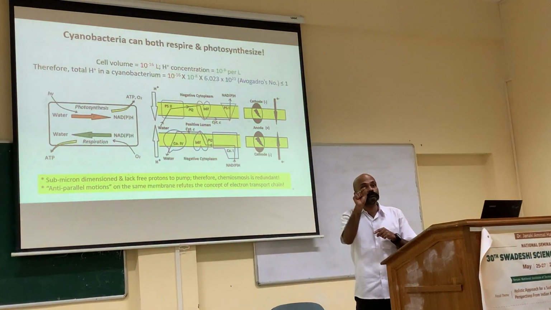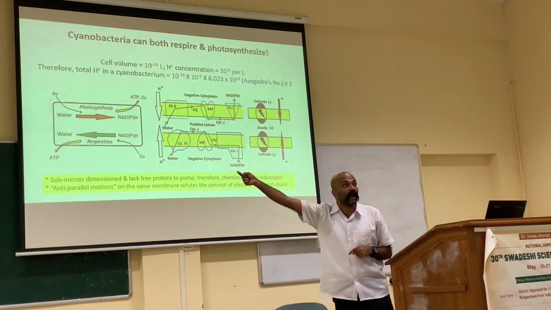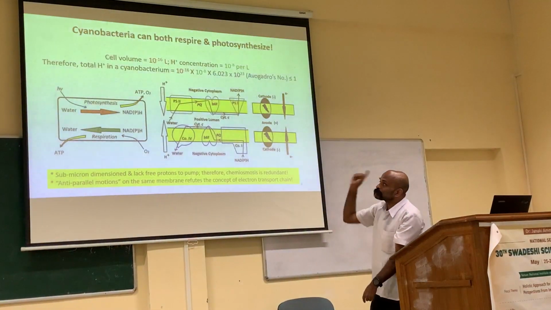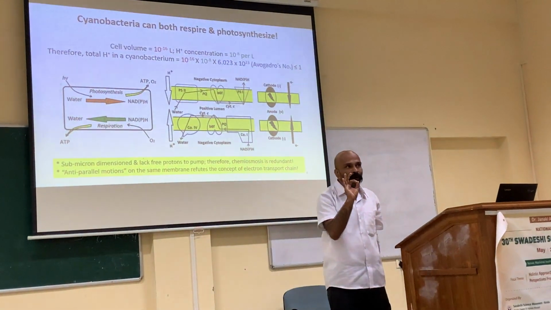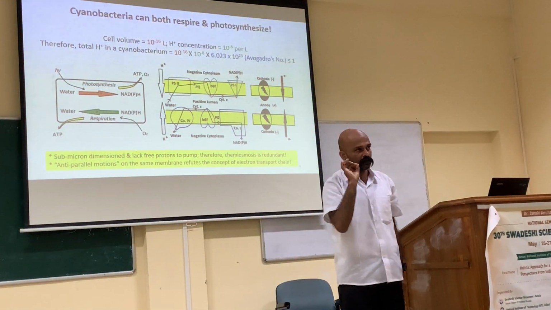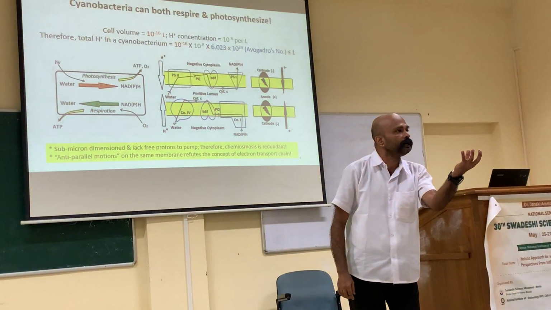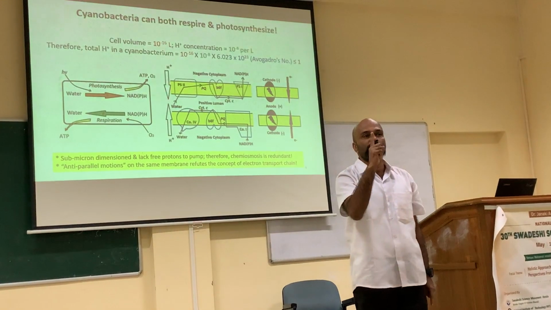For example, cytochrome C in respiration has to take in one direction, and in photosynthesis it has to go opposite. Most important is the cell volume of a cyanobacteria. A cyanobacteria is sub-micron dimension. It works around pH 7 and 8. You have the water content. You try to calculate the number of protons. It comes to less than 1.